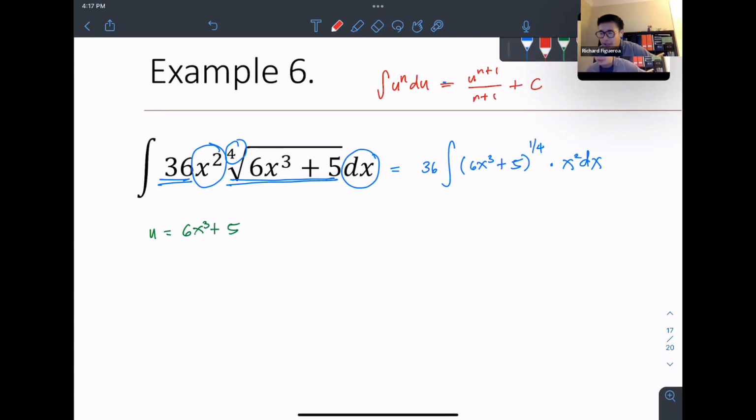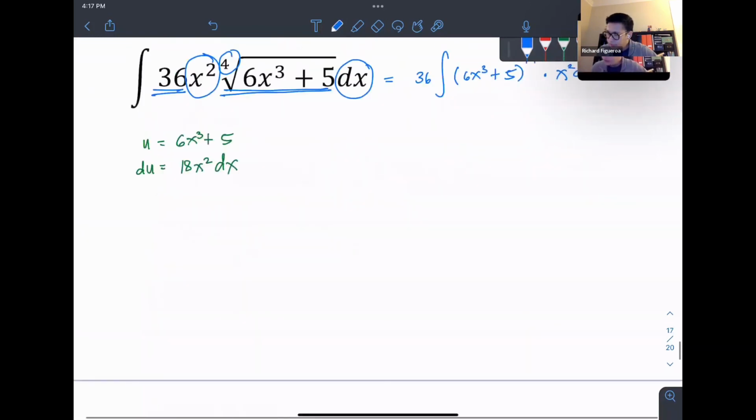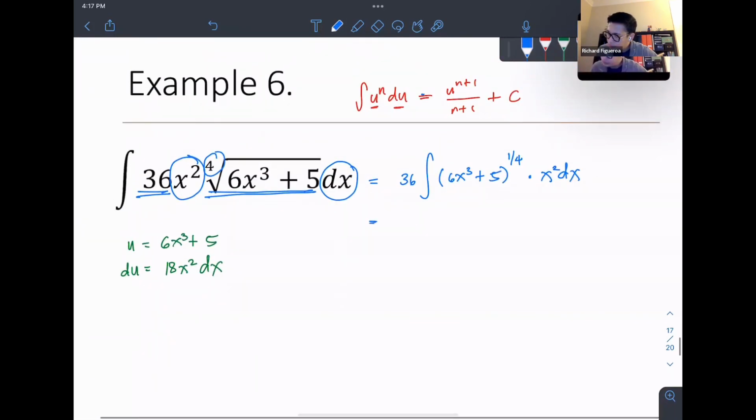Given that when I differentiate u, I get the du. So now I'll be deriving this. What's the derivative of 6x cubed? It will be 18x squared. Then 5 will be 0. So 18x squared dx. If I rewrite that, supposedly this is 36.